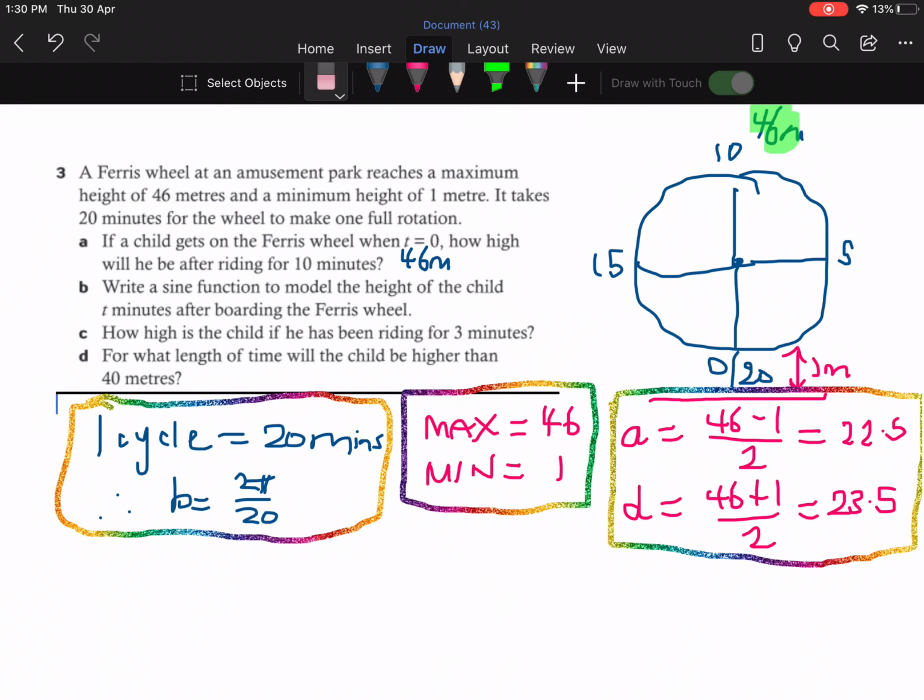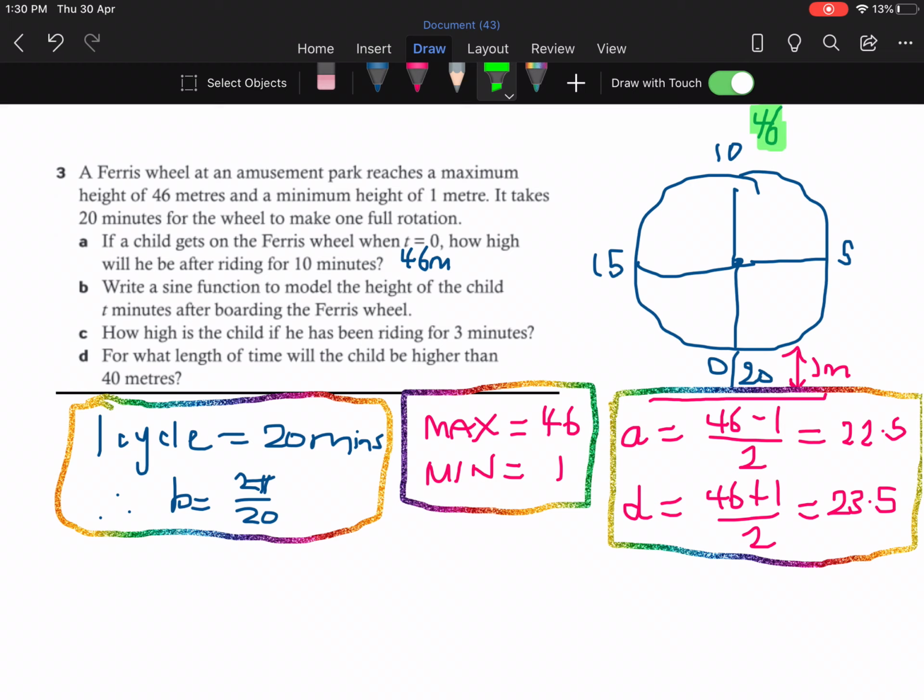Hello all, a little presentation on question 3 related to the Ferris wheel. So to save some time in the video, I've drawn it all out. You can see my little sketch of the Ferris wheel. Based on the first sentence, a Ferris wheel at an amusement park reaches a maximum, so I've highlighted that in green at the top, 46 meters here.